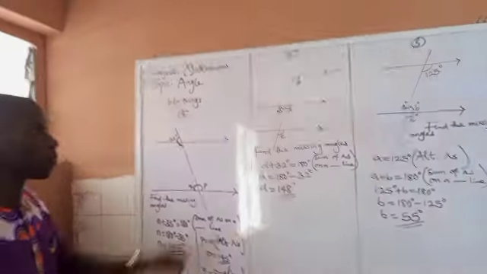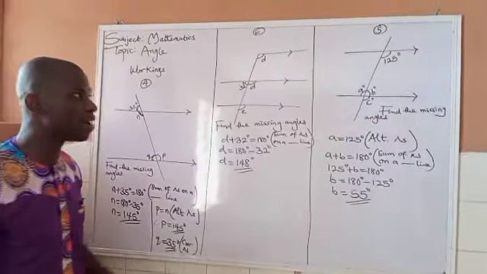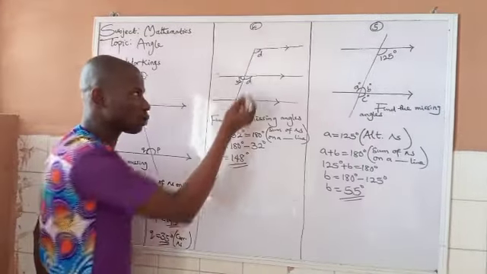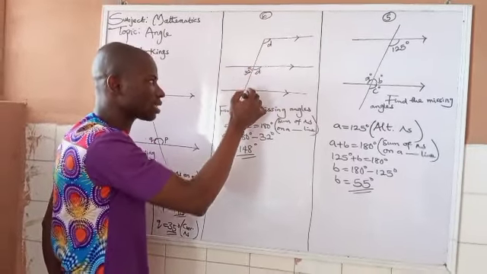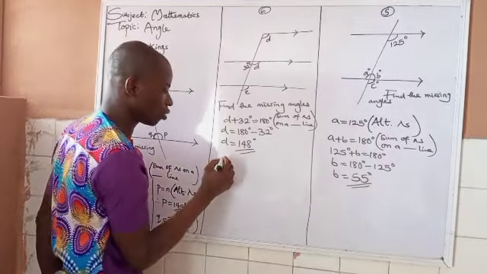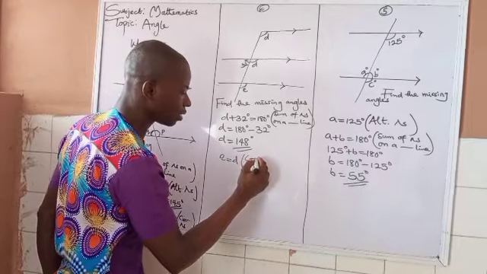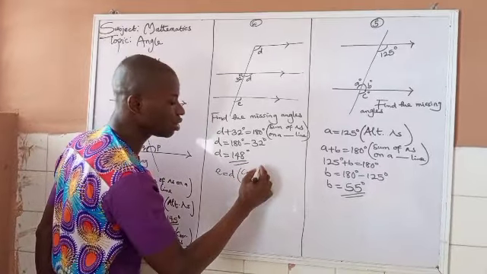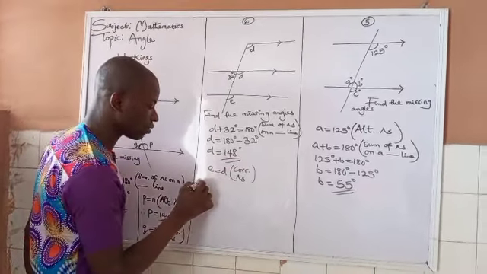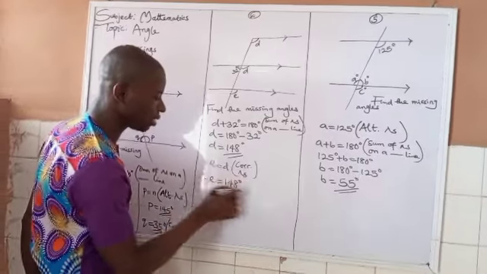Very simple. Now, the next thing is for us to find our E. Very, very simple. Corresponding is still here. Whatever this place is, that's what this place will be. That is corresponding angle. So, E equals D. Why? Corresponding angles. Please study your properties very well. Therefore, E equals 148 degrees.